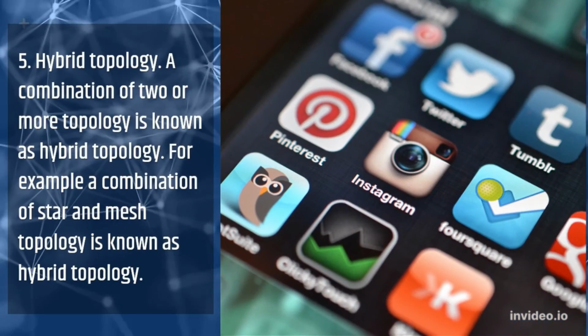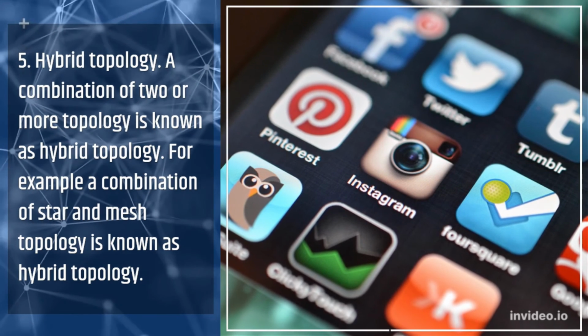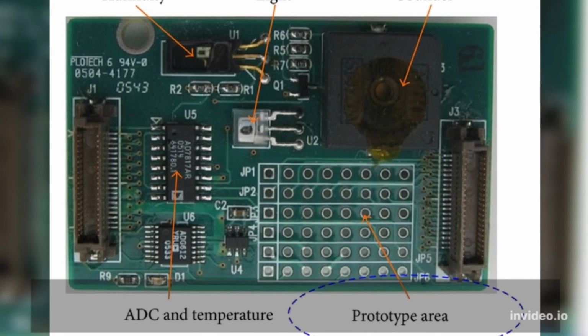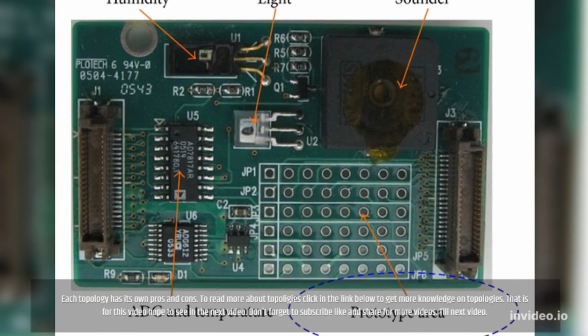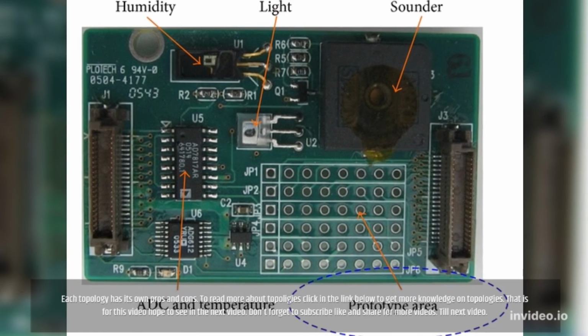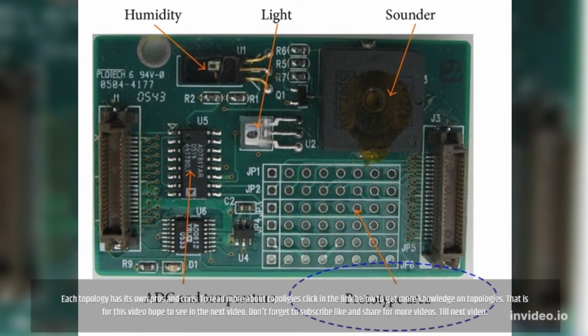5. Hybrid topology. A combination of 2 or more topologies is known as hybrid topology. For example, a combination of star and mesh topology is known as hybrid topology. Each topology has its own pros and cons. To read more about topologies, click the link below to get more knowledge on topologies.